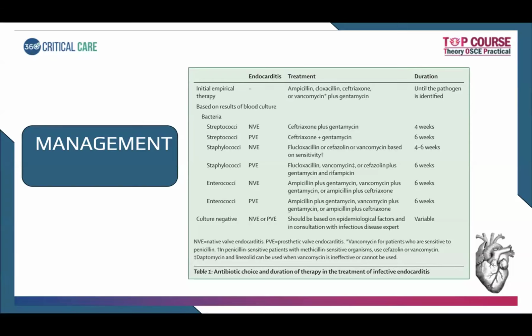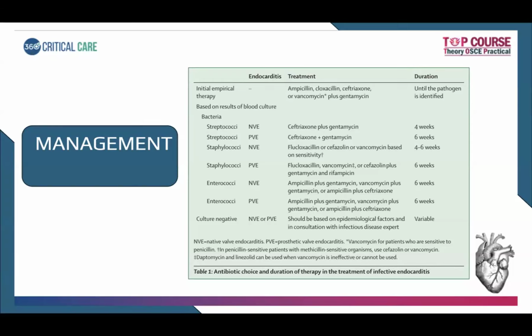So the first step is antibiotic. Before diagnosing, the initial empirical antibiotic therapy is that you cover staphylococcus, streptococcus and enterococcus, where usually it is covered by penicillin. If they are penicillin susceptible organisms, you can use ampicillin, cloxacillin, ceftriaxone or vancomycin plus gentamicin until the pathogen is identified. Once you identify the pathogen by blood culture, the common combination is ceftriaxone plus gentamicin. If it is a streptococcus in a native valve endocarditis, you continue for 4 weeks. If it is a prosthetic valve endocarditis, you continue for 6 weeks.